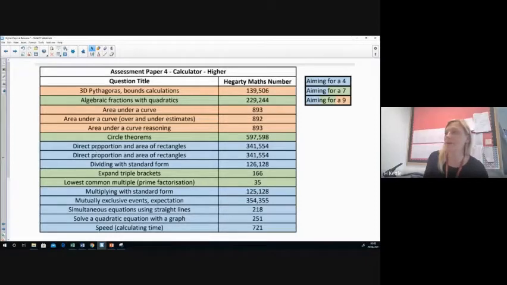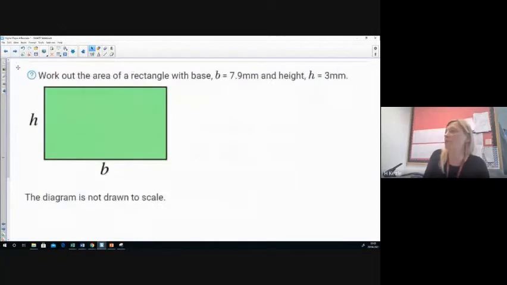Blue topics are essential if you're aiming for a grade 4, green if you're aiming for a grade 7, and then the orange ones to achieve that highest grade 9. So going through the questions, please. We're starting with the area of a rectangle. So work out the area of a rectangle.